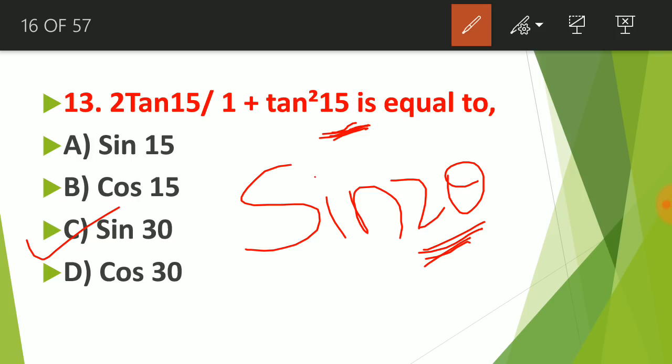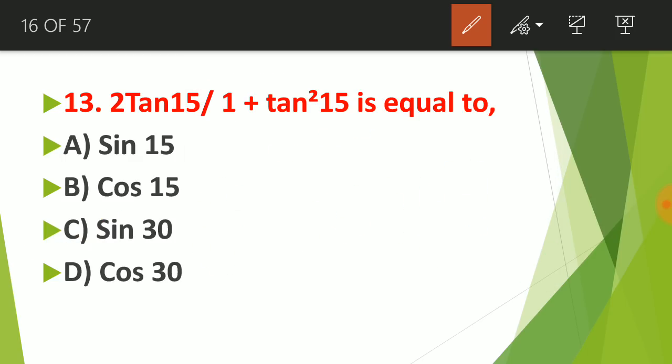In another way, they can give option choices, and if we see the option choices, 1 by 2 will be the answer if they give some certain value without giving sine 30 degree. Now let us see question number 14.